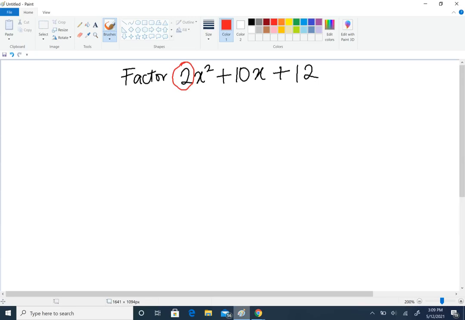So in this example, we're asked to factor 2x squared plus 10x plus 12. If you notice, what really makes this problem special is the 2 that is in front of the x squared, the one that I circled in red.